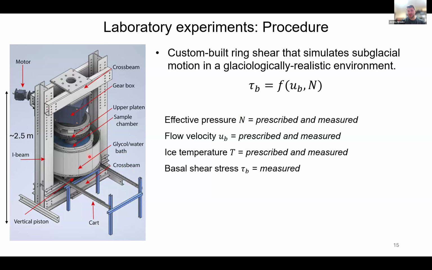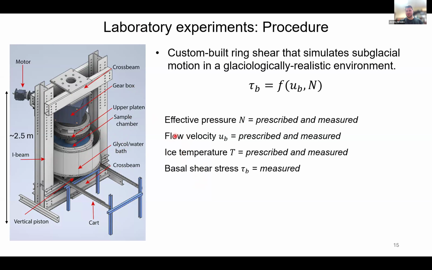So here I used a custom-built cryogenic ring shear device at the University of Wisconsin. This is the same device that Natasha was just talking about in that last talk. And the idea is that we can simulate what it's like in a subglacial environment using this apparatus. So in particular, we can control and monitor the most important glaciological variables, which are the effective pressure, the flow velocity, and the ice temperature.